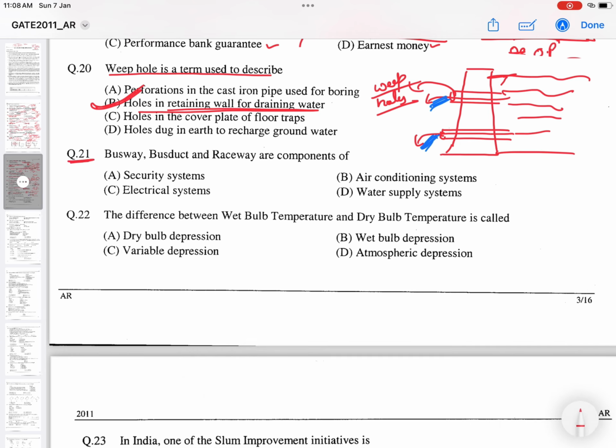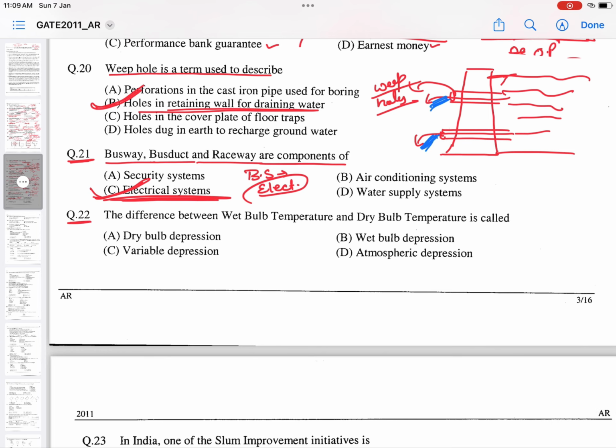Now coming on to question number 21. Busway, bus duct, and raceway. When you think about it, it sounds like what it is, but these all are components of the electrical system. So guys, building services, electrical, read it carefully, even if it's so boring, but you have to read it. It will make some marks, like 1 or 2 marks in the question paper. So yeah, coming on to question number 22.